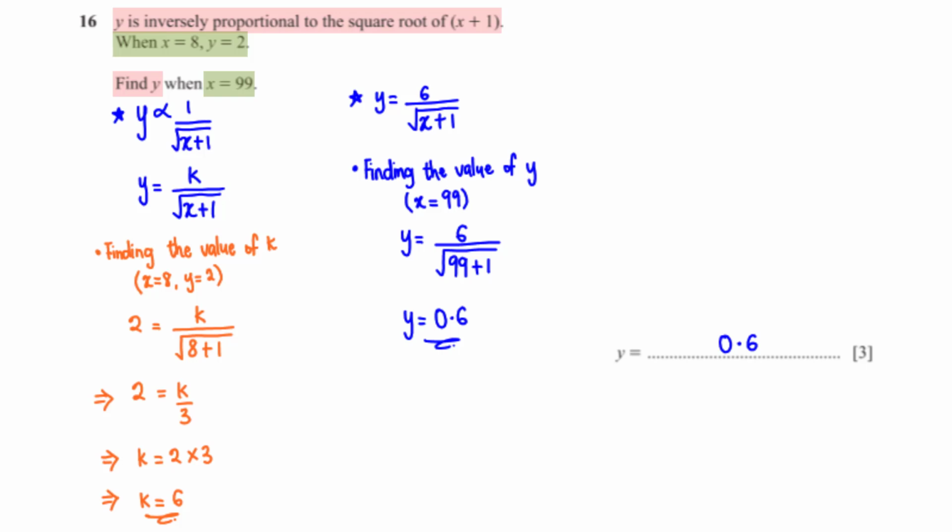So now we have y equals 6 over square root of x plus 1. So now when x equals 99, we put that into the equation and we get y equals 6 over square root of 99 plus 1. And when we type this into the calculator, we get y equals 0.6.